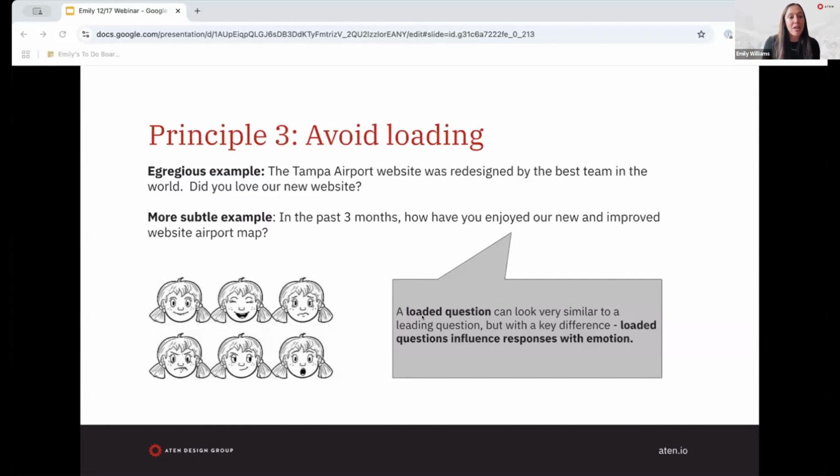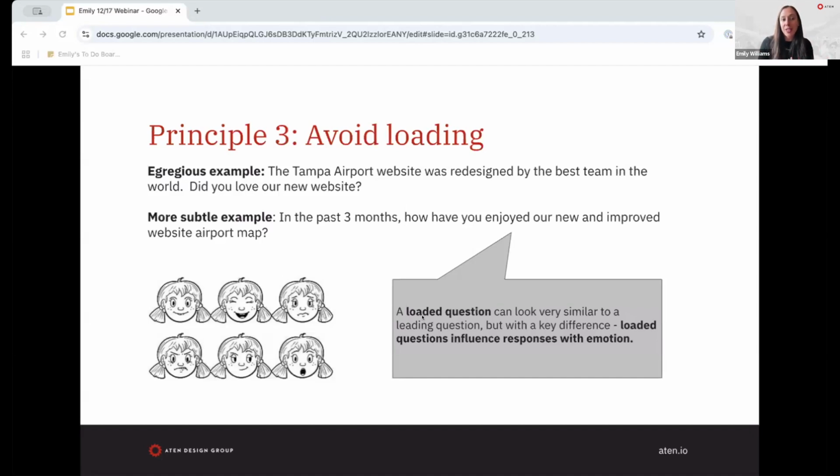So in this example here, the Tampa Airport website was redesigned by the best team in the world. Did you love our new website? So obviously that's true. It was the best. No, I'm just kidding. But here what we're doing is we've really infused a lot of emotion into this question. So we've primed the user to feel something, and that is going to directly influence how they respond to the question. That's a very egregious example.